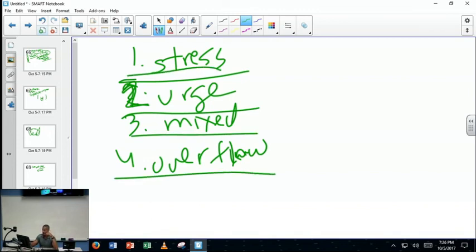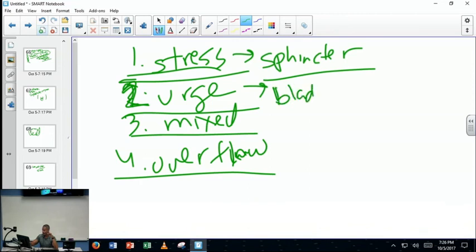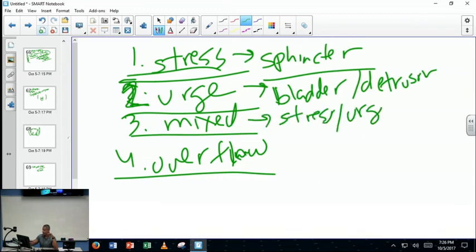Stress incontinence, we're talking about the sphincter. I just wanted you guys to know what we're really talking about. Urge incontinence, we're talking about the bladder muscle itself, which is the detrusor muscle. Mixed is a combination of stress and urge. So basically, your sphincter is hypotonic, and your bladder is overactive.